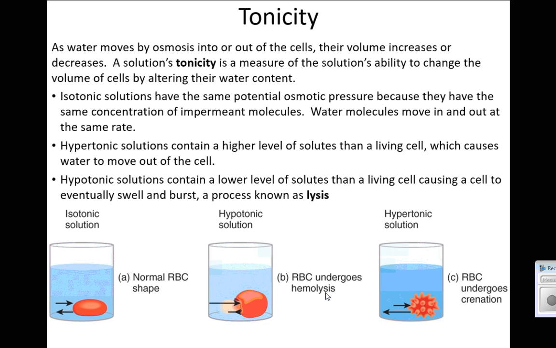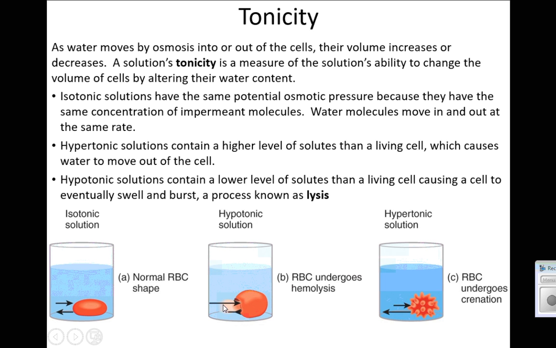Okay, so explaining tonicity. As water moves by osmosis into or out of cells, their volume will increase or decrease. Okay, it's either going to fill up or it's going to spit water out and decrease. A solution's tonicity is a measure of the solution's ability to change the volume of cells by altering their water content. We can describe solutions as iso, hyper, and hypotonic. And we've got an image for each of those at the bottom. What we're talking about is the solution of the fluid inside of our cup. And these red circles are red blood cells.